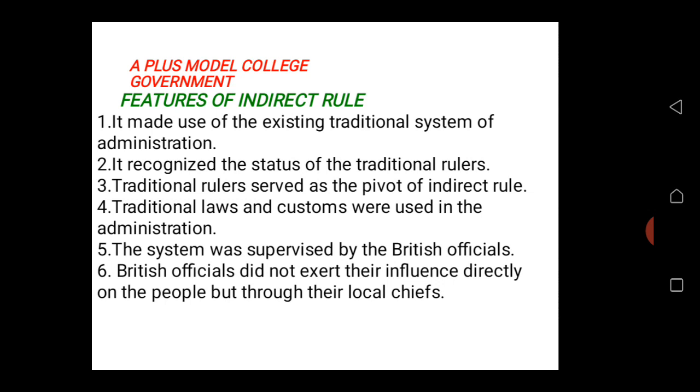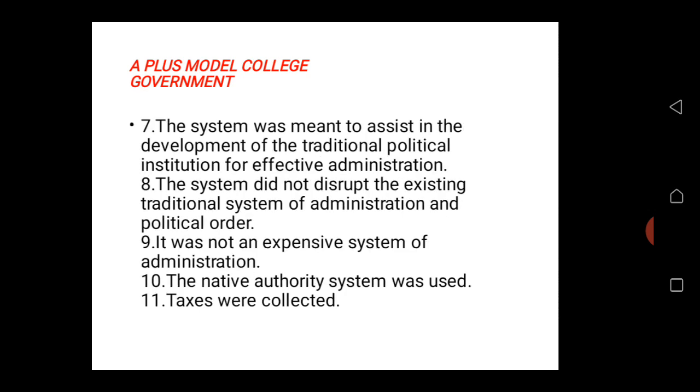Since the traditional rulers could interact with them, they had to have a particular person that would interpret for the British, so as to understand what was happening between the traditional rulers and the citizens, because they were less developed at that particular moment. And the last one is that British officials did not exert their influence directly on the people, but through their local chiefs. Anything they wanted to do, they told their local chief, and it was the local chief that instructed the citizens to obey what they were told to do.